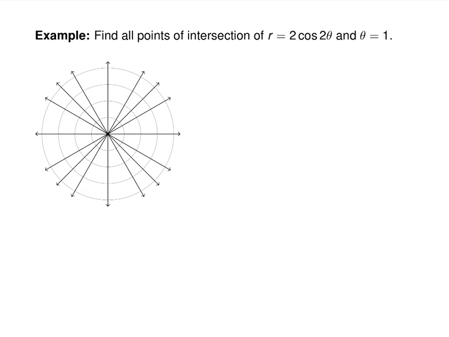All right, here's another example. So r equals 2 cosine of 2 theta, and r equals 1. So here's r equals 1. 2 cosine of 2 theta, well, that will be a cosine curve that goes twice as fast as normal, so 2 cycles in 2 pi instead of 1.